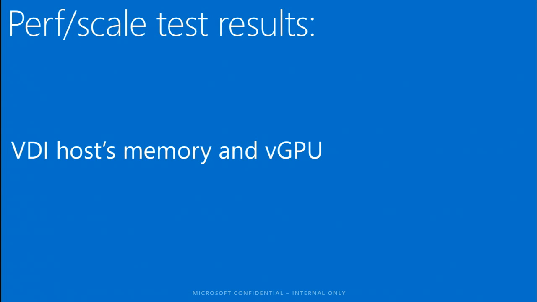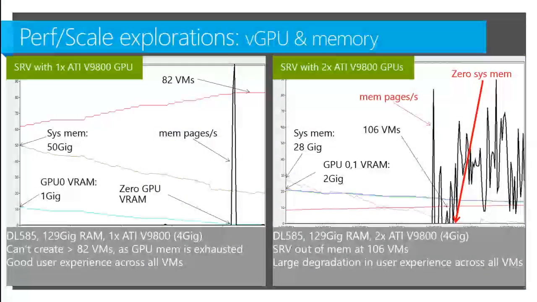All right, and this is the last complicated slide. It's getting close to 6. So this is about the vGPU, right? So let's look at the left-hand side, which is a single GPU on a hypervisor. And the red line is a chart of users logging in, and the load on the hypervisor is going up, and you get about 82 VMs.